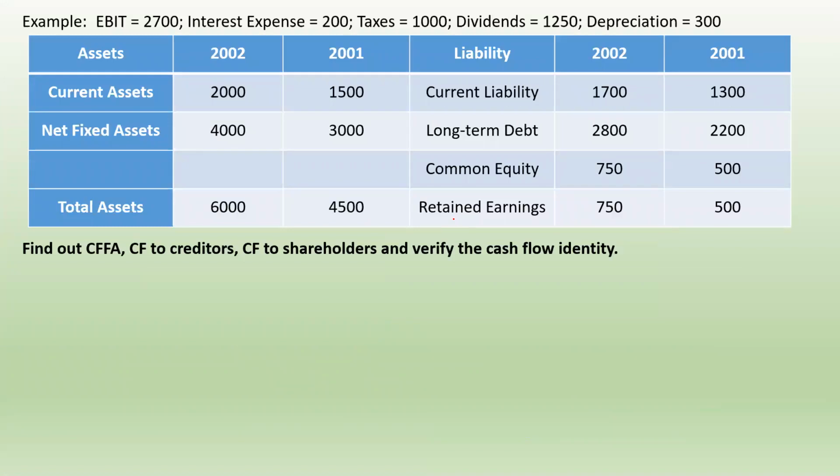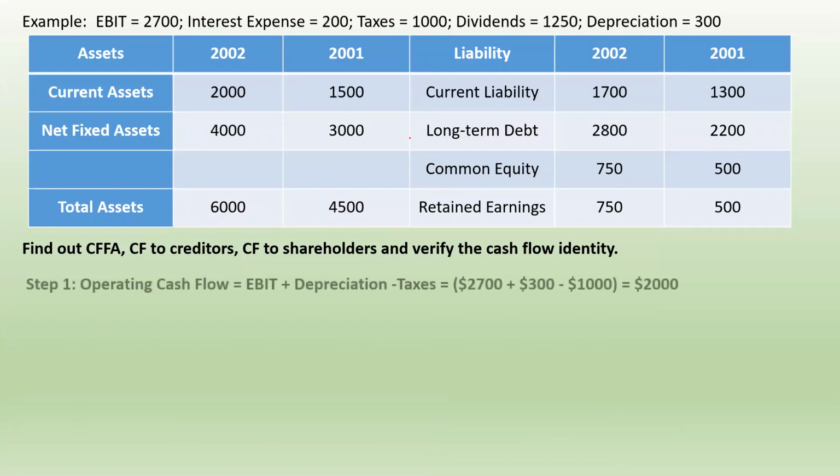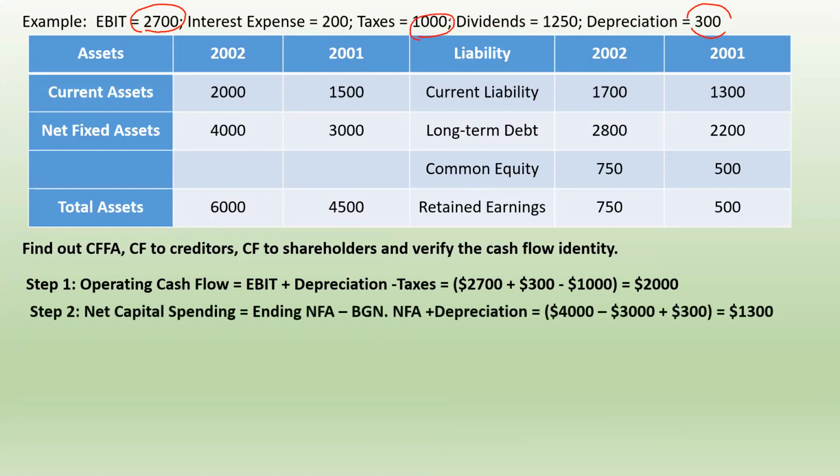Here is one practice. We have this balance sheet, and all the information for the income statement is here. For the cash flow from assets, first we need to find the operating cash flow, which equals EBIT, which is here, add back depreciation, minus tax. It's 2,000. Net capital spending is the ending balance of net fixed assets minus the beginning balance of net fixed assets, plus depreciation.